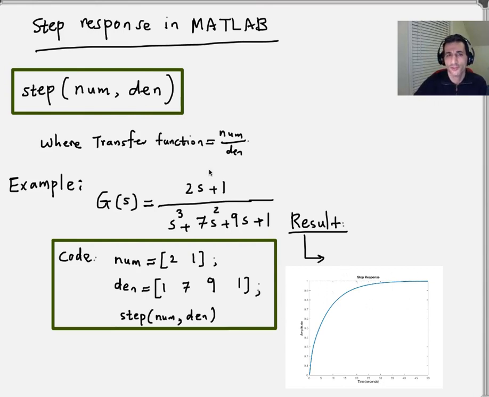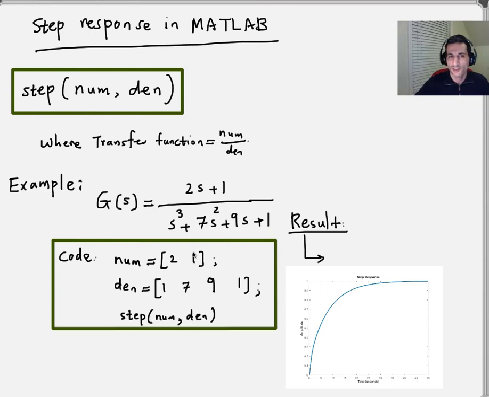For example, if you have this transfer function that you're given here, in order to define the numerator, you put it in brackets. All you have to do is define the coefficients. It's just going to be 2 and 1. These are the coefficients of the numerator. For the denominator, it would be 1, 7, 9, and 1. That's it. And then you just call step of num and den.